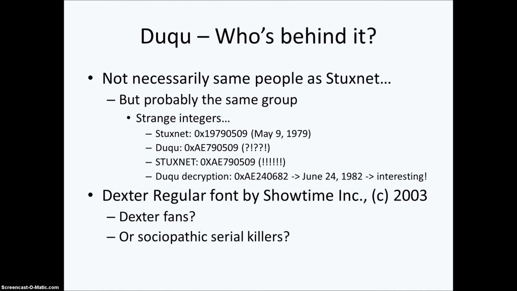Duqu has another strange number, AE240682. This integer is used in the decryption process. It corresponds to June 24, 1982, which was an interesting date. On that day, British Airways Flight 9 happened. This incident involved a plane full of passengers that nearly crashed after flying through a volcanic ash cloud. The engines shut down and weren't able to run. Everybody ended up living. They were able to get the engines restarted, but it was a really close call.